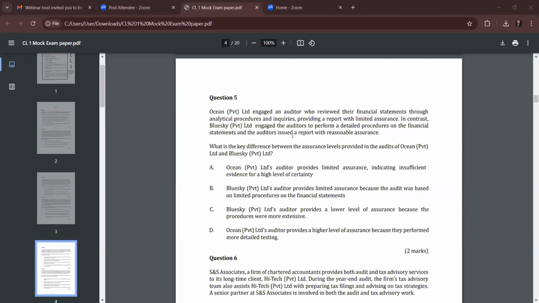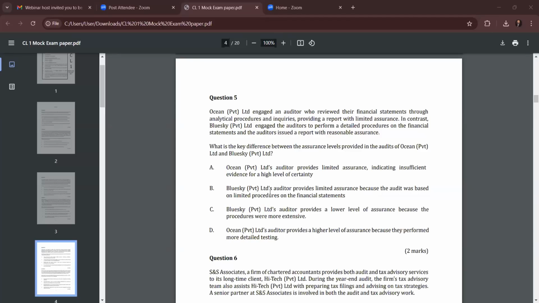In one, they provided limited assurance. The other one is a high level of reasonable assurance. A. Ocean Private Limited auditor provided limited assurance, yes, review, indicating insufficient evidence for a high level of certainty. Ocean gave limited assurance. See the next one. B. Blue Sky Private Limited auditor provided limited assurance because the audit was based on limited procedures. No. Blue Sky gave high level of assurance. So answer B is incorrect.